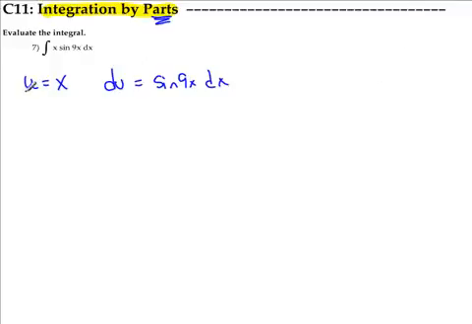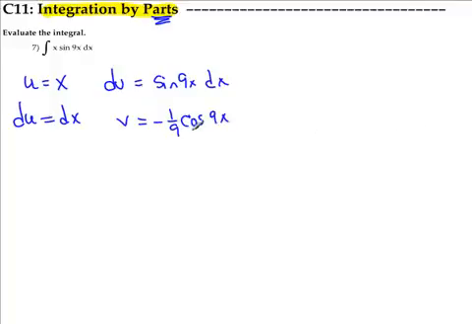Now we work with these. I already have u, I need du, so I'm going to take the derivative of both sides. The derivative of u is du, the derivative of x is just dx. I already have dv, I need v, so I need to take the antiderivative of both sides of this one. So this one I'm going the other direction. The antiderivative of sine 9x would be negative 1/9 cosine 9x.